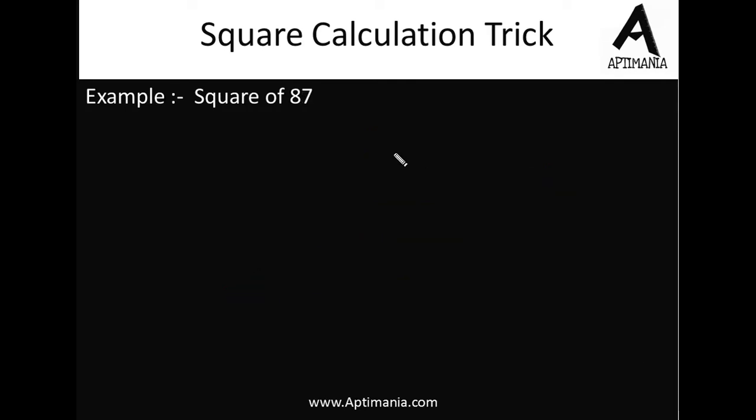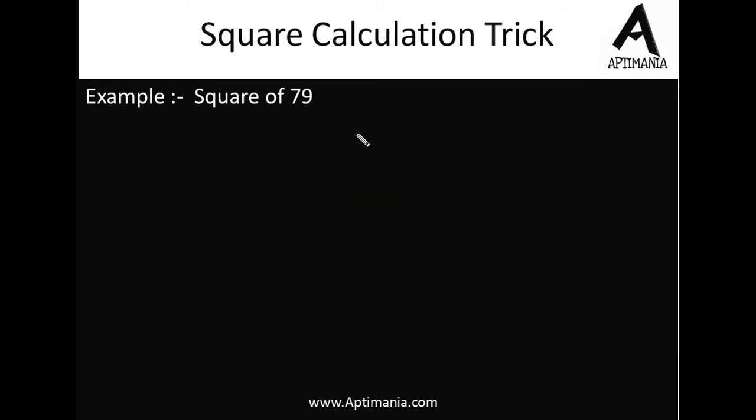Next part, square of 87. Now we know that the difference of 87 from 100 is 13. So here we'll take 13 square. The square of 13 is 169. We'll take 69, and this one will be carried forward, right? Now here 87 minus 13 is 74. So here we'll write 74. Now this 1 will get added to the 74 and make it 75. So the answer to the question is 75 and then 69. So 87 square is nothing but 7569.